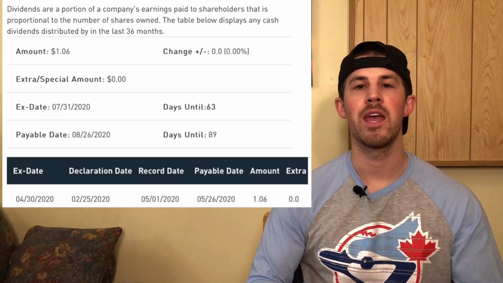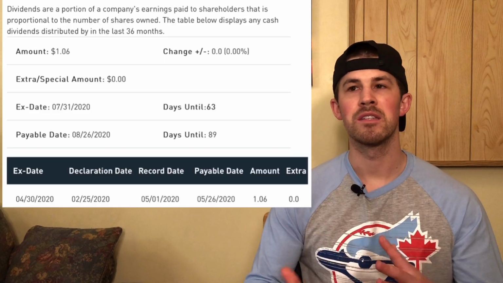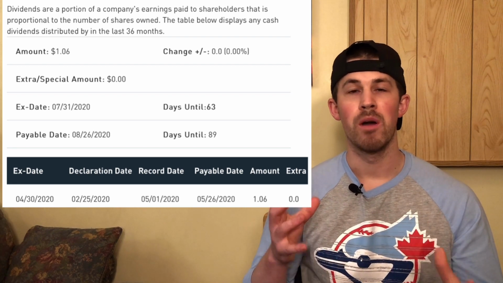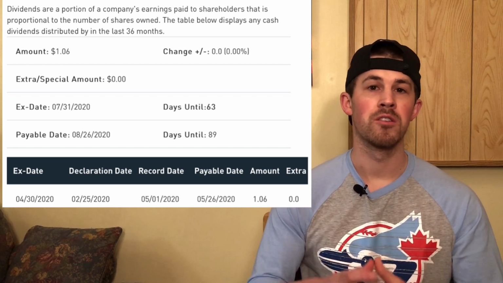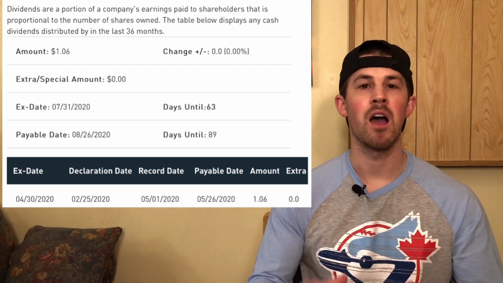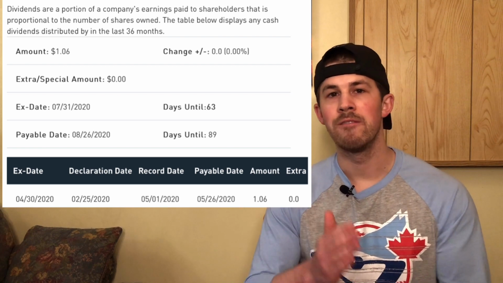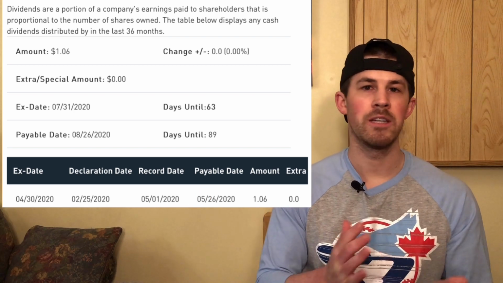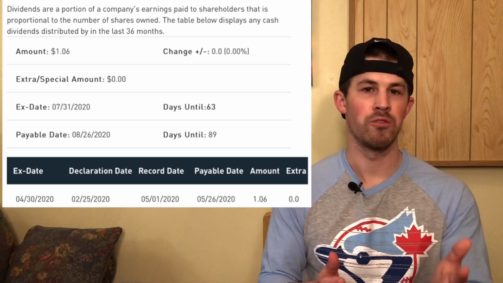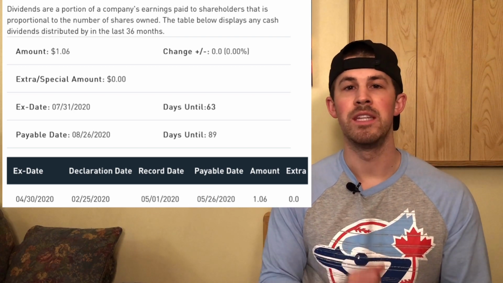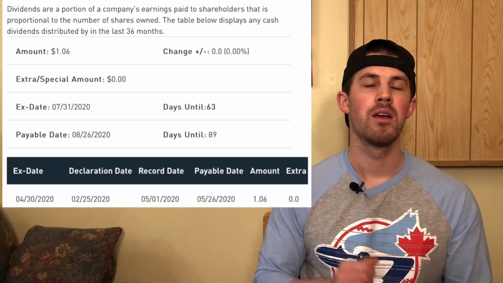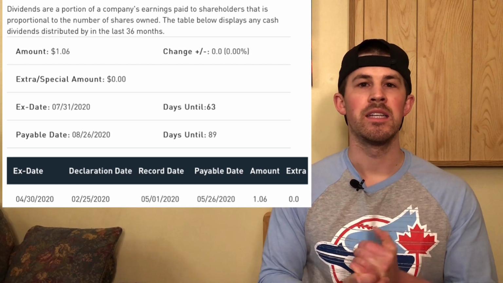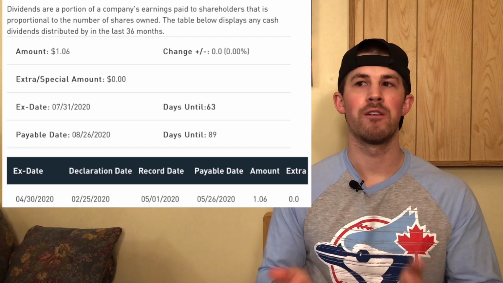If you're looking here on TMX, you'll see the whole dividend page, and there's a couple different things that you need to know about the dividends and the dates and whatnot. So the 2 main dates that I want you to know about are the dividend ex date and the dividend payment date. So the dividend payment date is what you'd expect. It's when the dividend actually gets paid. The dividend ex date is the cutoff date to qualify for the dividends.